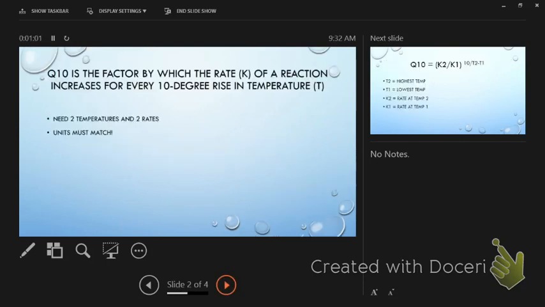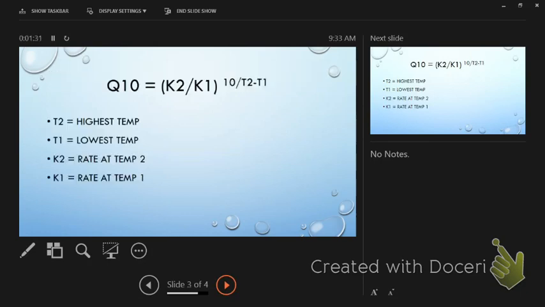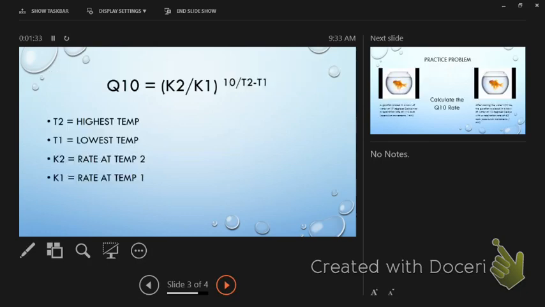So if you're looking at this, like I said, it's the factor by which the rate, which is K, the rate of a reaction, increases for every 10-degree rise in the temperature, which is T. All you need for this is 2 temperatures and 2 rates, okay? And the units have to match, okay? Now, your answer will not have units in it because it's more like a ratio.